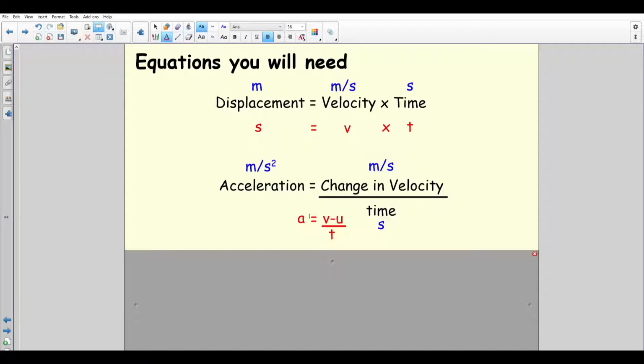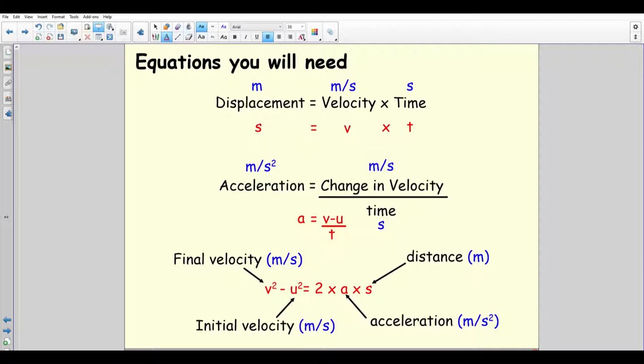Right, as well as this, change in velocity. To find the change in velocity, we've got v minus u, so that's the final velocity, the speed you're going at the end, take away the initial velocity, the velocity you're going at the beginning. So if something speeds up, you're taking away those numbers and finding out how much faster it's got. Divide that by how long it took and you work out how much faster it gets every second.